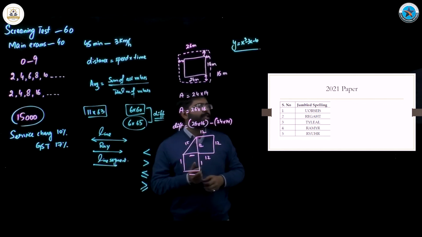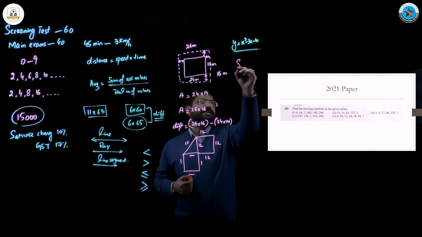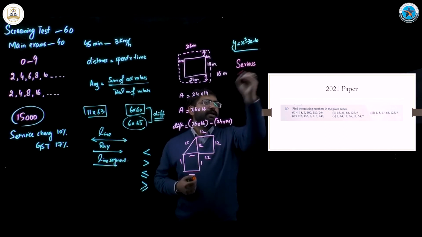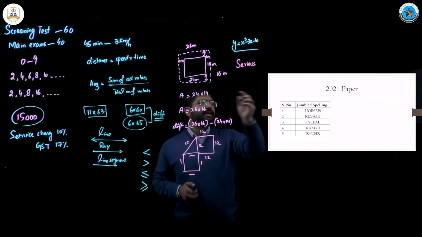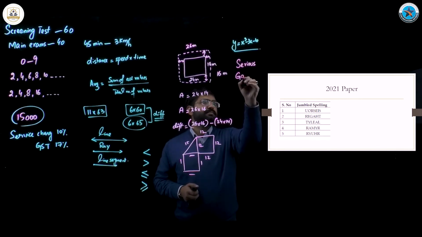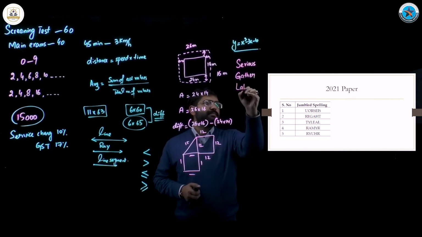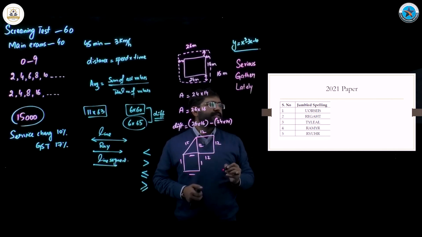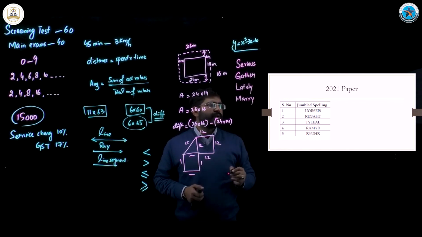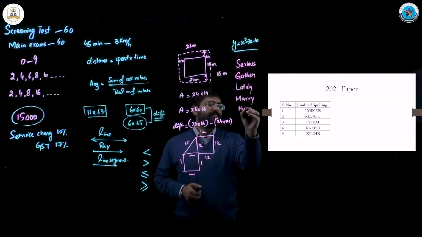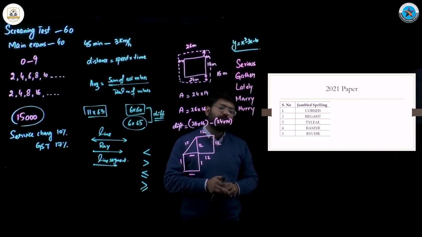Now moving towards another logical question, the first thing that we solve is jumbled words. The first one is serious. The second one is gather. The third one is lately. The fourth one is marry. The last one is hurry. These things come when you practice more and more questions.